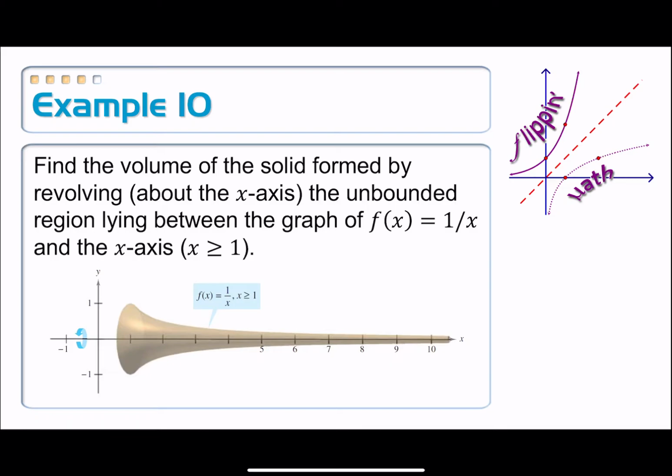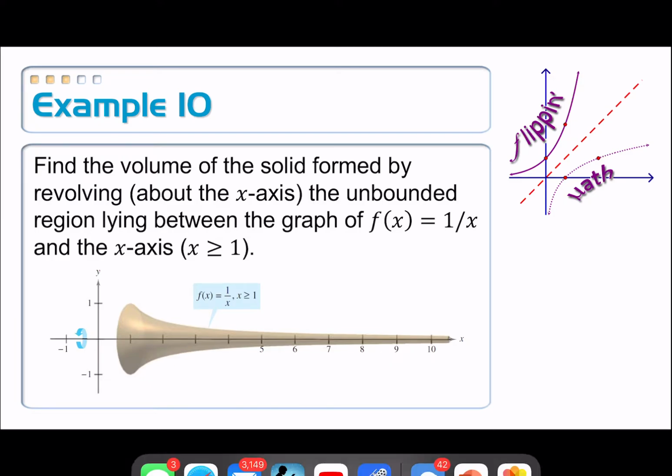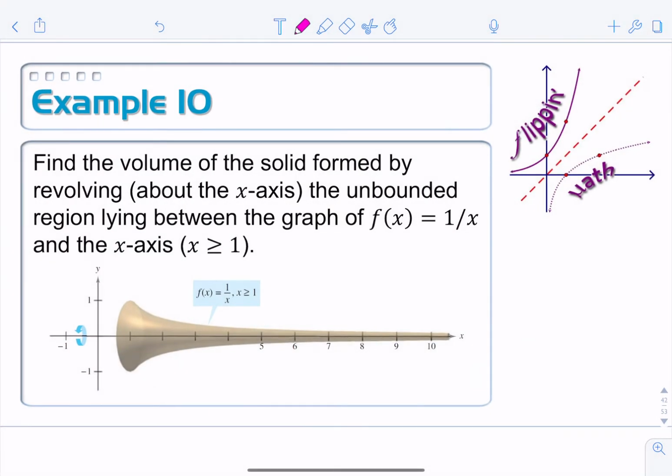All of the stuff that we've done for integrals, like volume, like arc length, we can still do with these improper integrals. Does it mean that we're going to have an infinite volume or a finite volume? We'll just have to do the math and see. So let's do that here on Gabriel's horn.